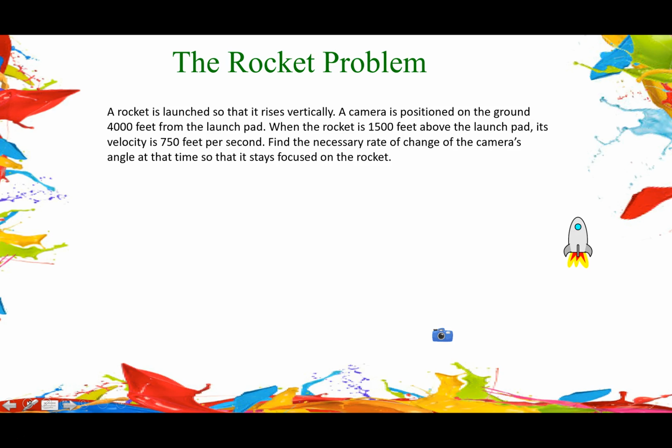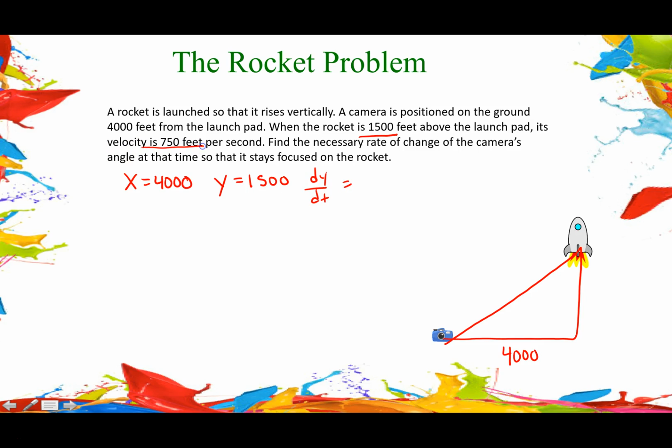All right, so we have the same exact situation here. We've got a rocket being launched up. Okay, the camera is 4,000 feet from the launch pad. So that's x equals 4,000. We know when the rocket's 1,500 feet above, so that's y equals 1,500. Its velocity, or dy dt, is equal to 750. Okay, we're looking for the rate of change of the angle, so we're looking for d theta dt.